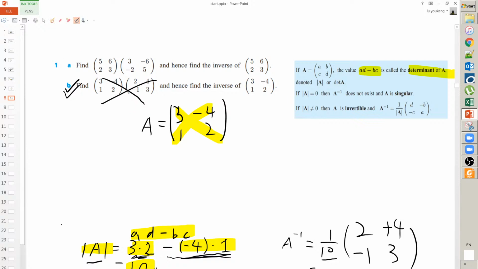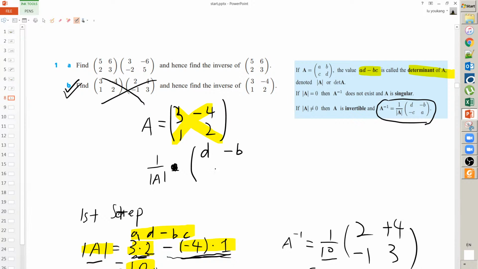So the first step is to find out what is the determinant A. This is always the first step. Then the second step is we need to make use of the formula here. The formula is 1 over determinant A times D, negative B, negative C, A. Our determinant A is 10, so I get 1 over 10. My D is 2, so I write my 2 here. Minus B: B is minus 4 just now, so minus B you will get plus 4. Here I will get minus C. C is 1, so minus C is minus 1.